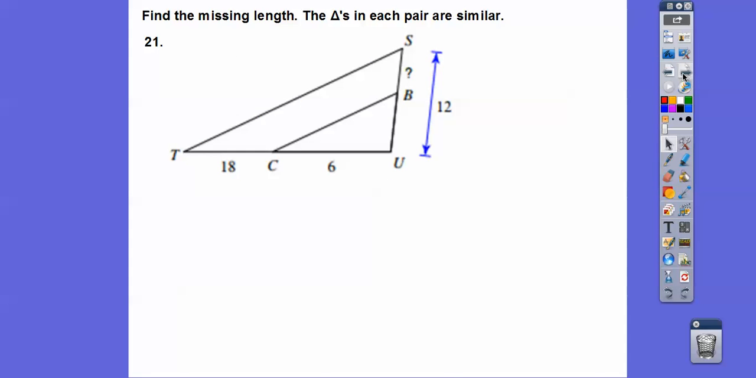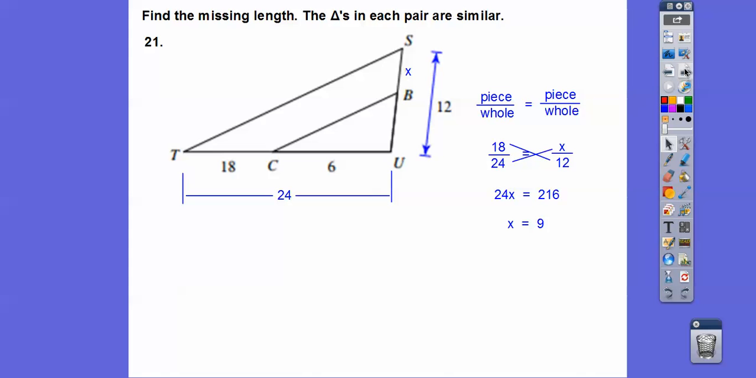Okay, so this one here, you guys, since they're similar, then that means these lines are parallel. And if these lines are parallel, I can do piece over the whole equals this piece over the whole, because I'm given the pieces and the whole. So there's several ways you can do it. This is the quickest way. Piece over whole, piece over whole. Cross multiply, we get x equals 9.